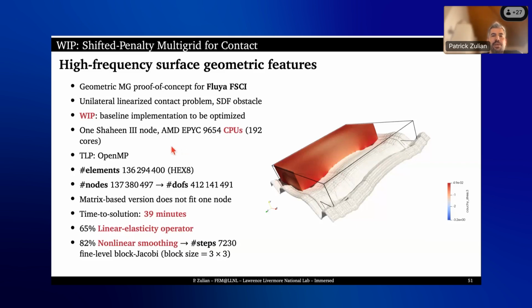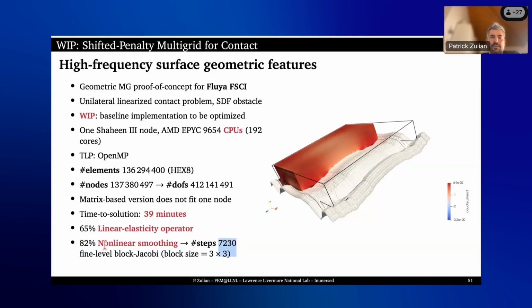And we solved a problem with the cube, or half a cube, in contact with this rough surface with about half a billion degrees of freedom. It took a relatively long time, it's 40 minutes, but there are a lot of things that are not optimized. It's only one node, but it's clear where we need to work. So one is the actual application of the operator and the nonlinear smoothing steps. But if you look at this number, then you can extrapolate to different architecture, right?